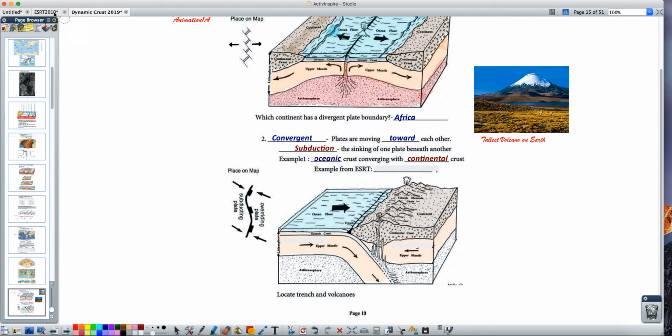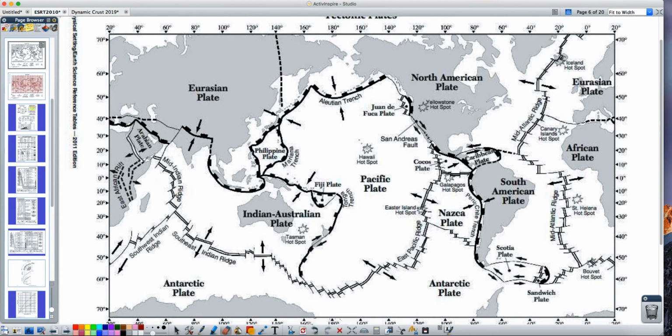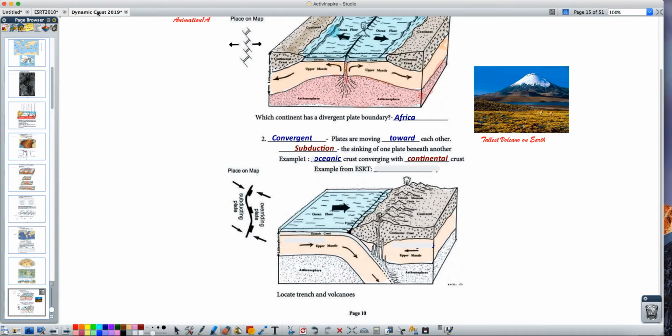Okay, well, hopefully when you went to your ESRT, let's see, here's convergent with ocean on both sides. That's not going to work. And here's convergent with ocean on both sides. So I would say your best example would be right along here. The Peru-Chile Trench, where the Nazca Plate meets the South American Plate. There's oceanic crust colliding or subducting beneath continental crust right here. The oceanic meets the continental. They converge right along the Chile-Peru Trench. Okay, so I'm hoping that you said the Chile-Peru Trench area.